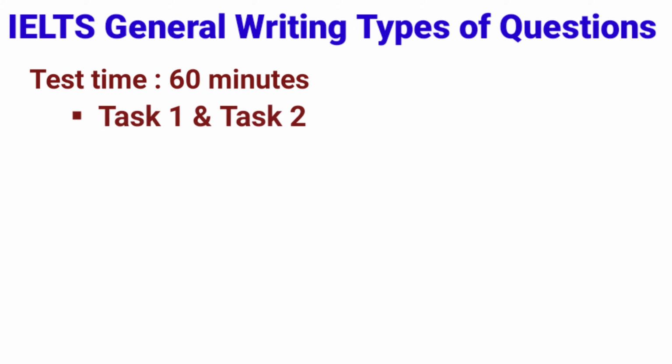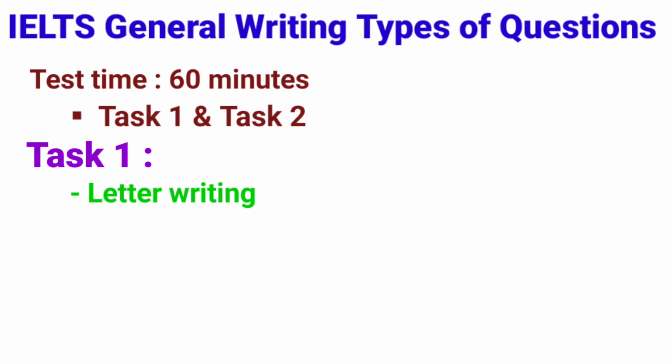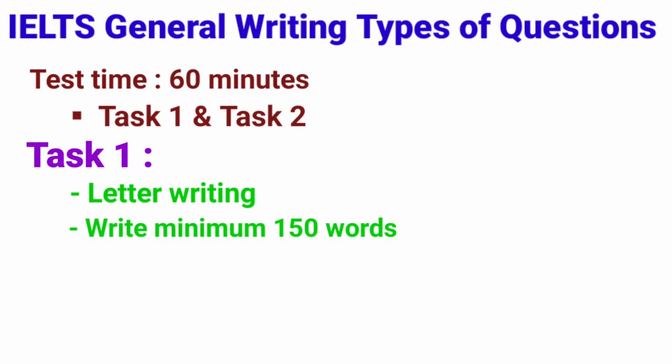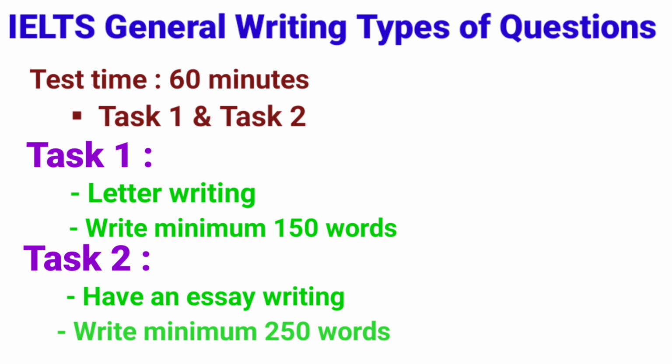Let's move on to IELTS general writing types of questions. As I mentioned, the test time is 60 minutes, in which you need to attempt Task 1 and Task 2. In Task 1, you will have letter writing and you need to write a minimum of 150 words. Here there is a minimum threshold of word limit and there is no upper limit. In Task 2, you have essay writing with a minimum of 250 words. Here also there is no upper limit of words.